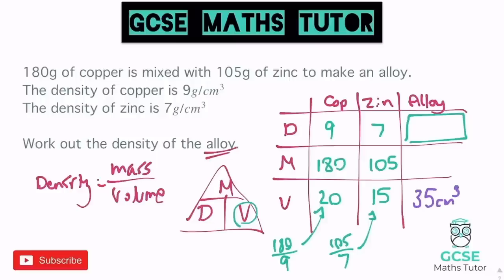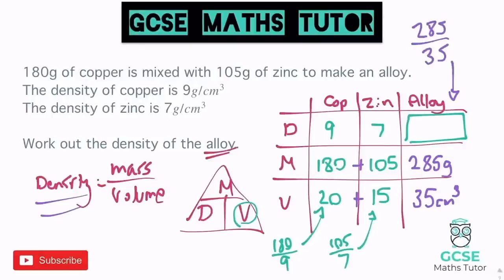And we can add masses together as well. We can do 180 plus 105, which is 285 grams. And then we can finish this question off. It wants the density. Remembering density is mass over volume, so 285 divided by the volume, which is 35, and 285 divided by 35 gives us not a very nice number here, but we get 8.142857.